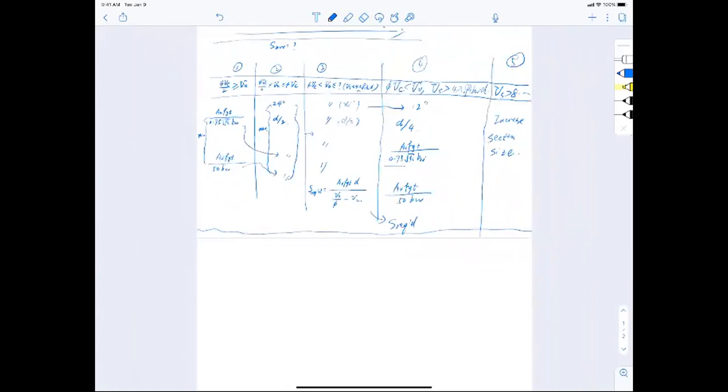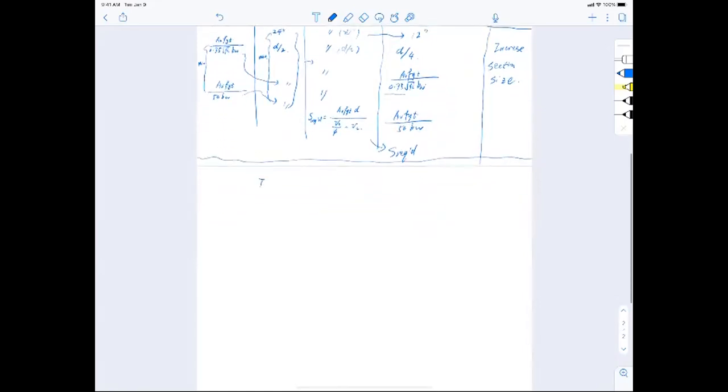So what we have learned so far, with this table, what we're able to do is only one thing. That is, if given f'c, fyt, and Vu, which is applied shear, you can what? Give me what?